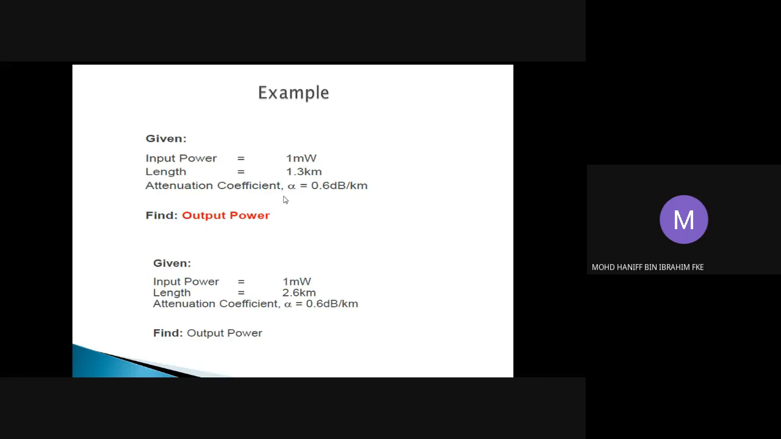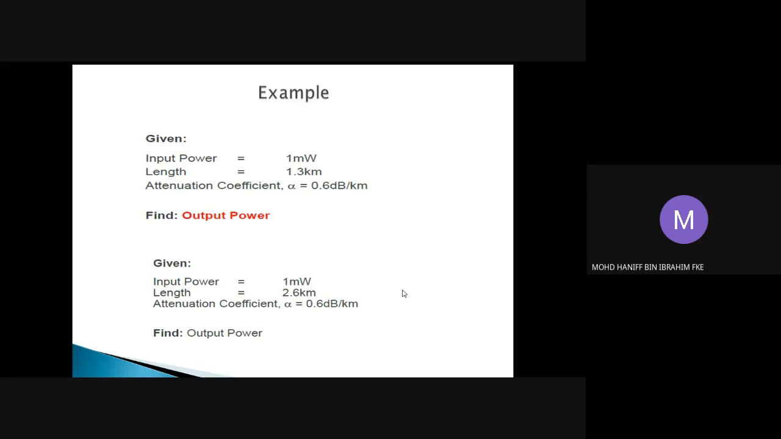This slide shows two examples. The first one has an input power of 1 milliwatt, the length of the fiber is 1.3 kilometers, and the attenuation coefficient alpha is 0.6 dB per kilometer. We need to find the output power. The second question has an input power of 1 milliwatt, a length of 2.6 kilometers, an attenuation coefficient of 0.6 dB per kilometer, and we find the output power. So the question is almost similar; the difference is the length.